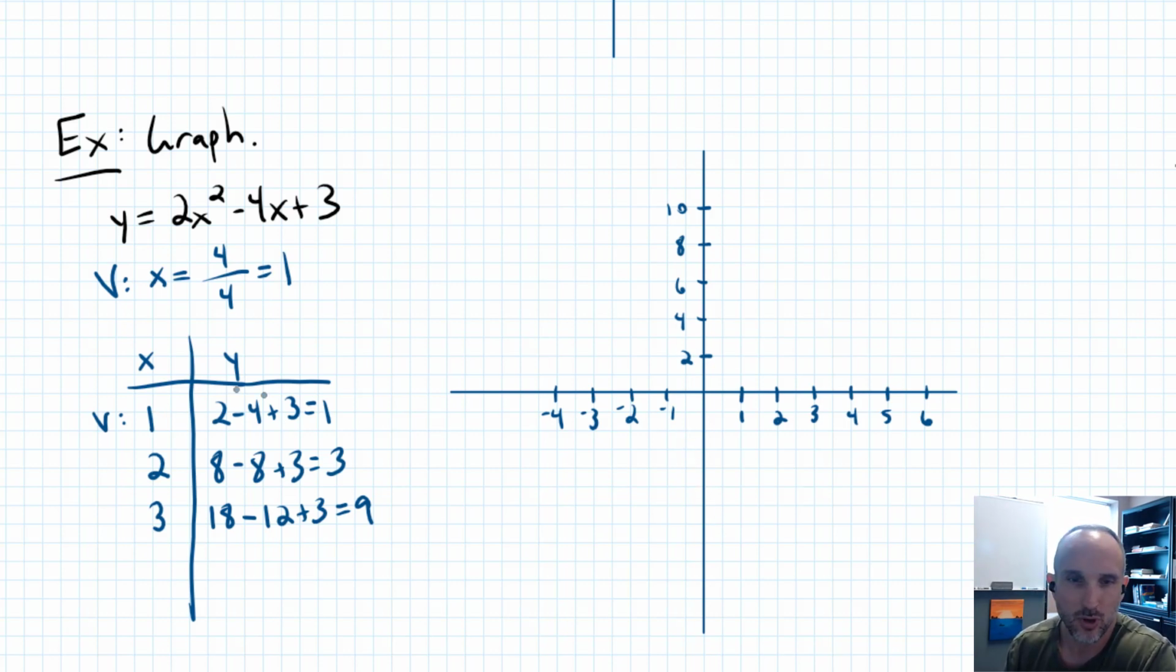So let's plot the point (1, 1). That's my vertex. So 1 on the x and 1 on the y would be there. (2, 3) would be here. And (3, 9) would be up here. So this is the right side of my parabola because (1, 1) is my vertex. I can plot symmetric points.